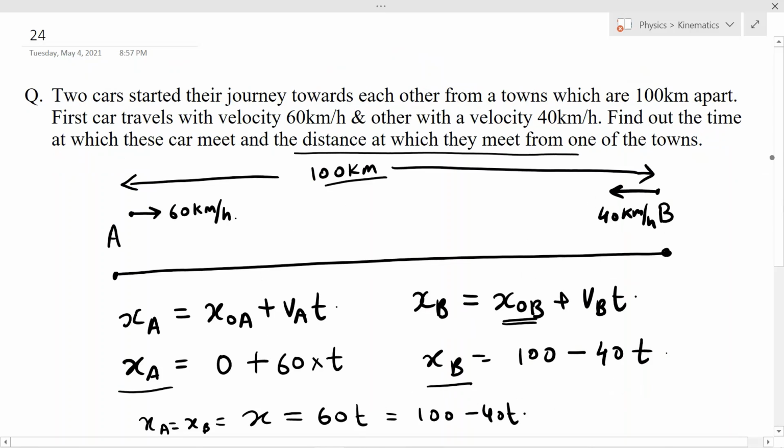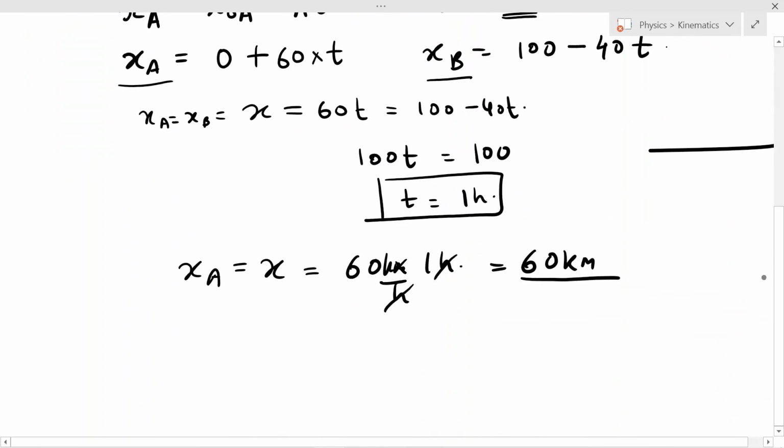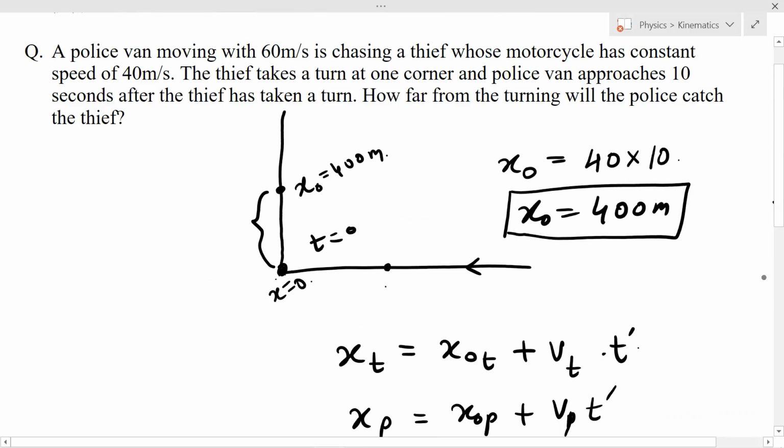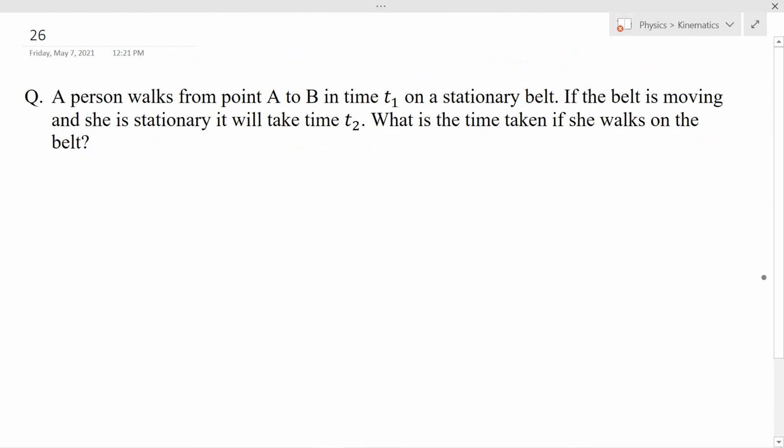So let's do the next one. A person walks from point A to point B in time t1 on a stationary belt. If the belt is moving and she is stationary, it will take time t2. And what is the time taken if she walks on the belt?